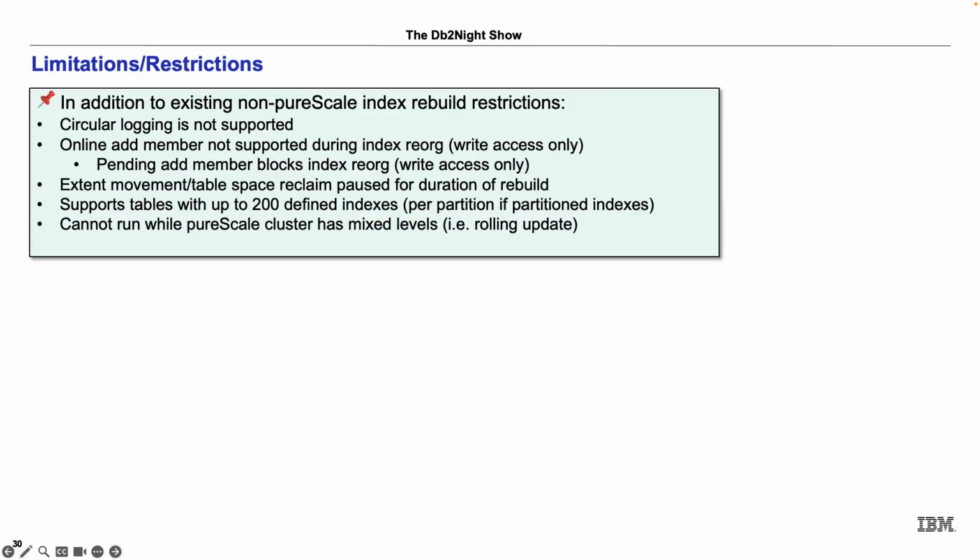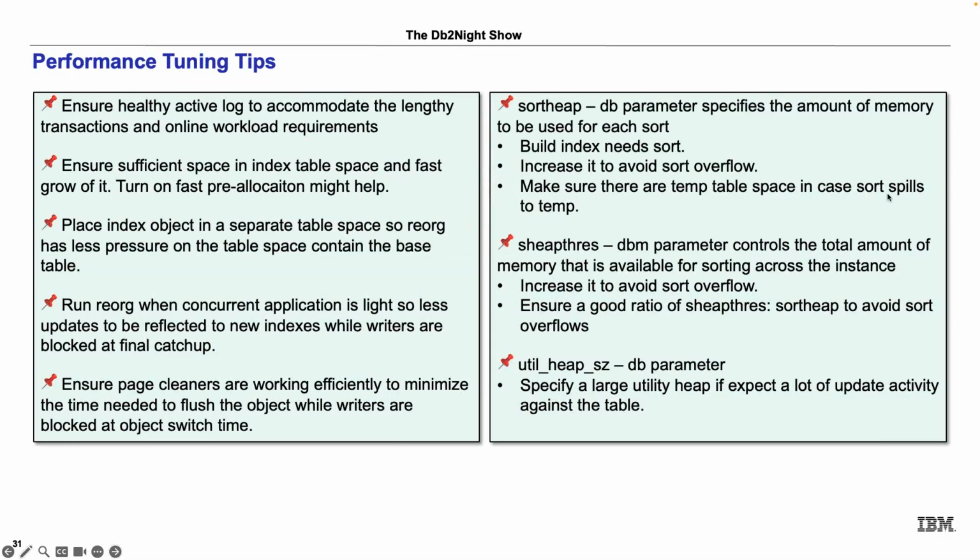Then the number of indexes per table. There is a limit, 200 per table or per partition. That should be sufficient for most use cases. Like mentioned before, too many indexes hurt, right? 200, that's a lot, right? And finally, the rebuild cannot run while the cluster is at a mixed level. This is for pureScale. So, such as during rolling updates, this feature cannot be run. This ensures stability across all members, all right?